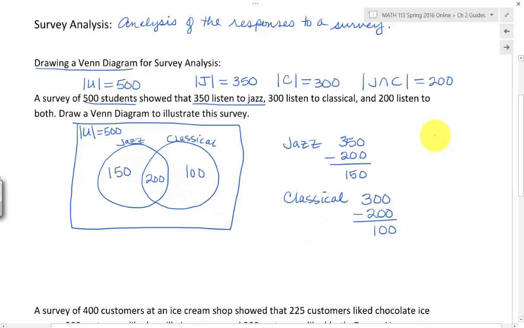And then I'm wondering if I add those up, 150, 200, and 100, I get 450. I'm missing 50 students. They don't belong in the classical ball, they don't belong in the jazz ball, and they don't belong in the both classical and jazz. So they must be out here in the universe. So don't stop until you figure out how many belong out in the universe. So 50 students did not like jazz and they did not like classical.